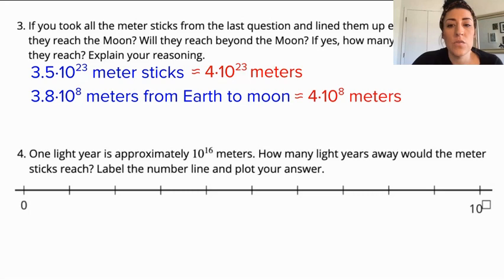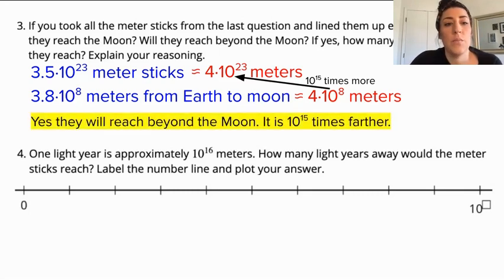Because those first factors are the same, we really can just look at the powers of 10, 10 to the 23rd and 10 to the 8th. And we can see that this is approximately 10 to the 15 times more than the 10 to the 8th. The 10 to the 23rd is 10 to the 15 times farther. So yes, they will reach beyond the moon because of that reasoning.